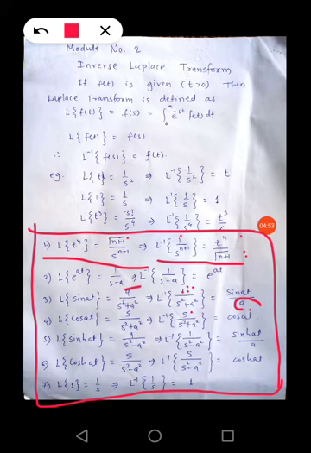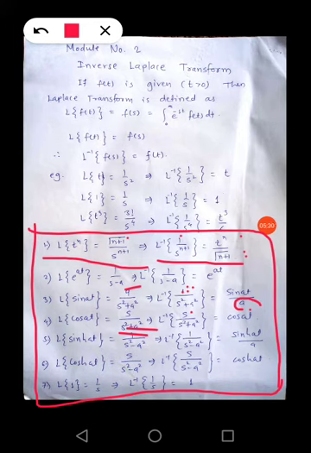So we are not going to take common. Now let's see another formula. Laplace of sin hyperbolic at is equal to a divided by s square minus a square, so Laplace inverse of 1 upon s square minus a square is equal to sin hyperbolic at divided by a. Laplace of cos hyperbolic at is equal to s divided by s square minus a square, which will imply Laplace inverse of s divided by s square minus a square is equal to cos hyperbolic at.